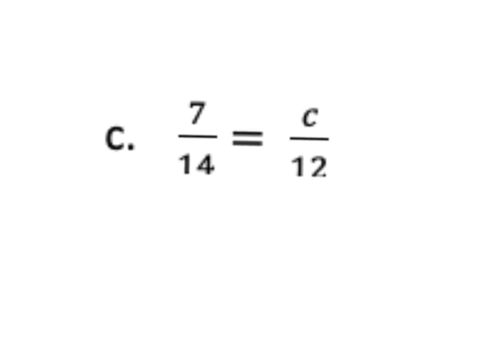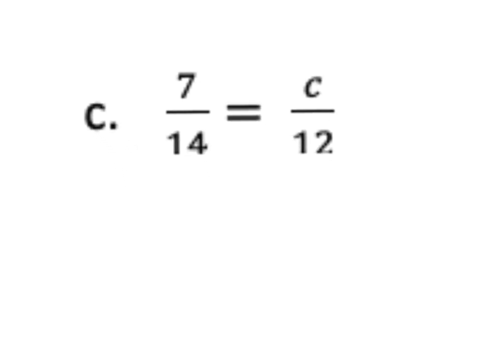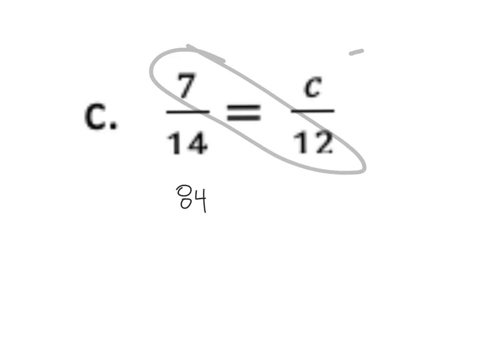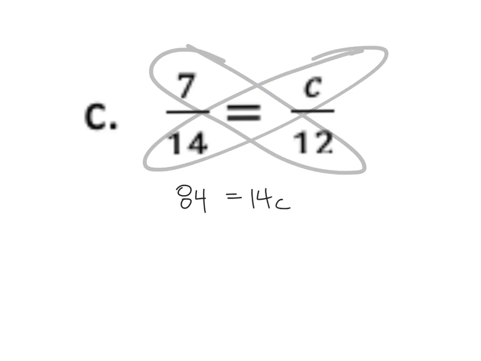For letter C, I've got 7 over 14 equals C over 12. So our first step is to multiply 7 times 12. That would give us 84. On the right side now, I've got 14 times C, which is just 14C. Our last step is to divide each side by 14. And what I would get is 6 equals C.